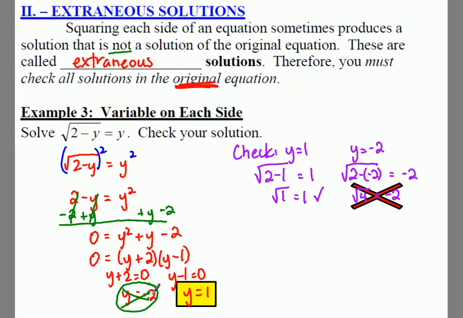So I hope that helped clarify a few things with extraneous solutions. Keep in mind that you're not always going to have just one answer whenever you have a y squared, but you may have 2, you may have 1, you may have none. Just always check in your original equation.